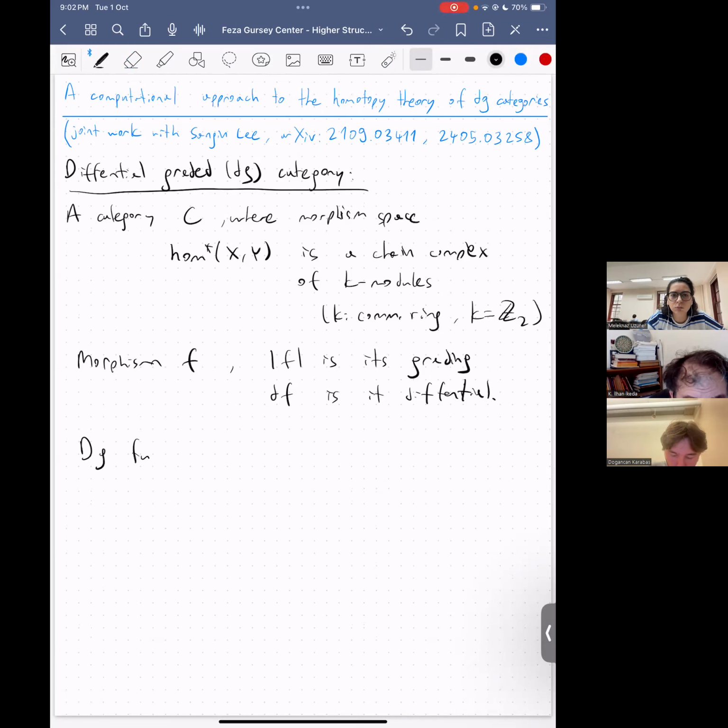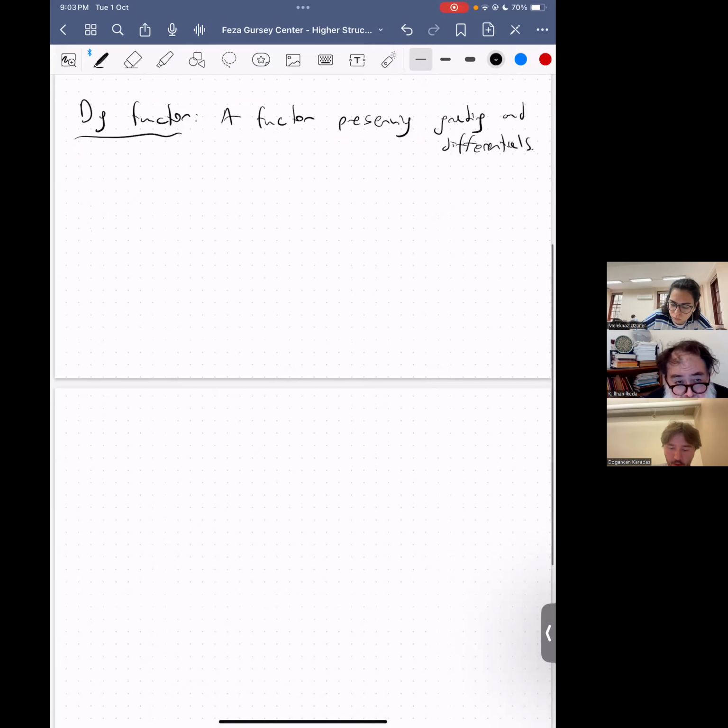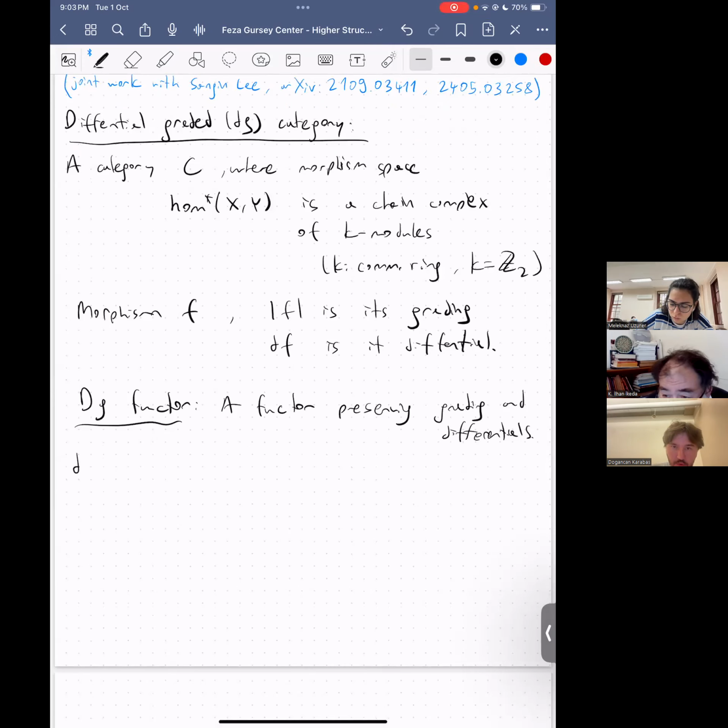A DG functor is a functor preserving the grading and differential of the morphisms. Maybe I didn't say, but it's written there. This is joint work with Sanjin Lee. And we have two papers on this. And one is the recent one.